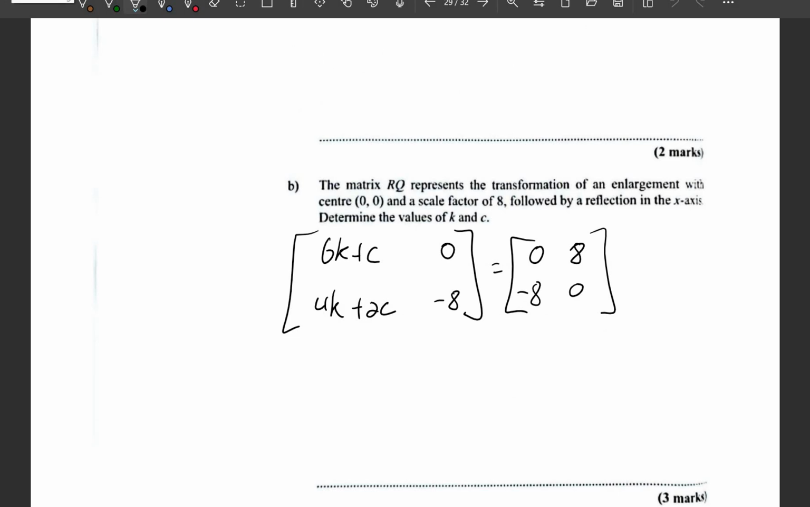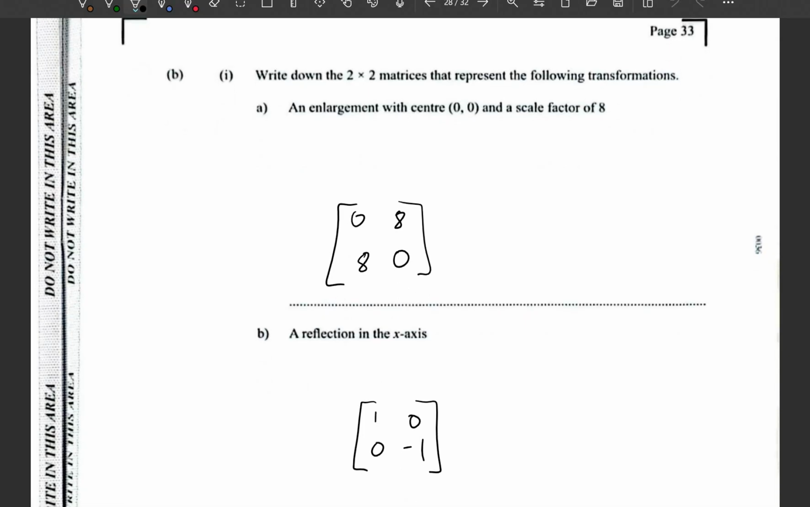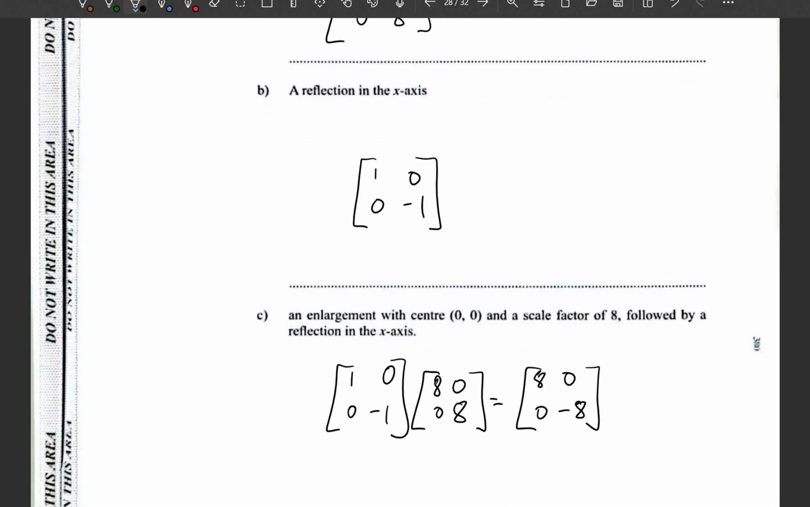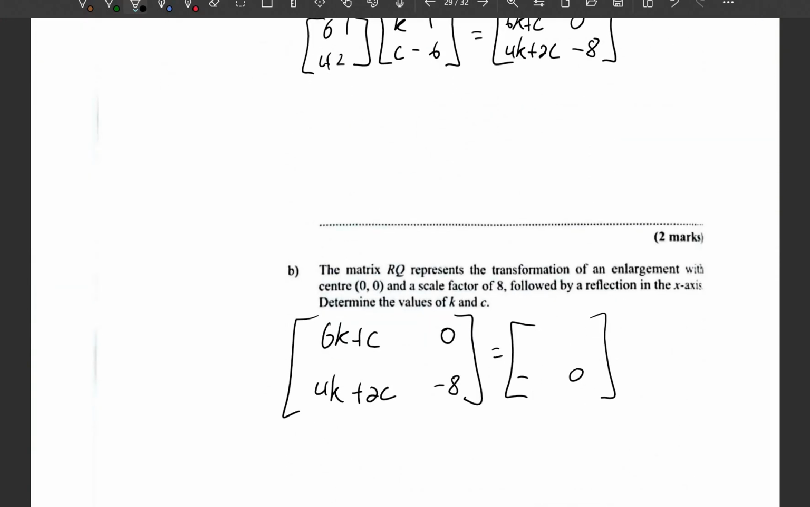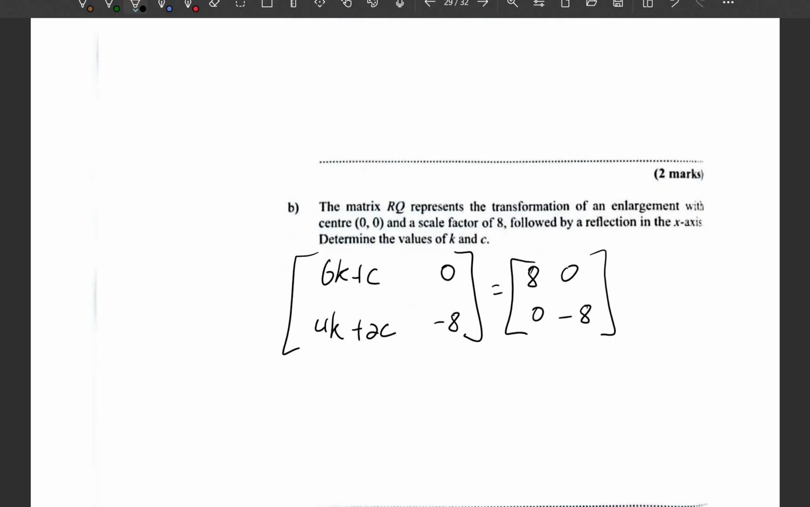Okay, I spotted the error. The error took place because the original enlargement matrix would be 8, 0, 0, 8. So that's my bad. That means that this here would be 8, 0, 0, 8, and this here would be 8, 0, 0, minus 8, which makes a lot more sense. And yes, these do indeed line up. Right, so let's compare now.